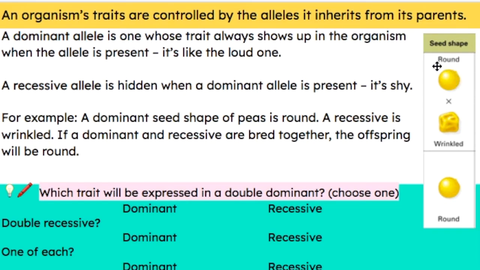So if you breed a dominant with a recessive, it's going to have a hidden gene for that wrinkled pea, and it's going to end up looking round. So dominant times recessive is going to equal looks dominant, but it has a hidden secret gene for the recessive, and we'll talk about how we write that in a moment. So if a dominant and recessive are bred together, the offspring will always be round. They're always going to look like the dominant one.